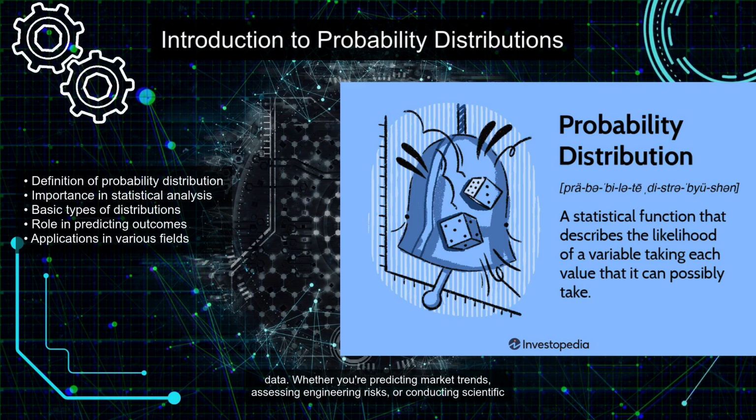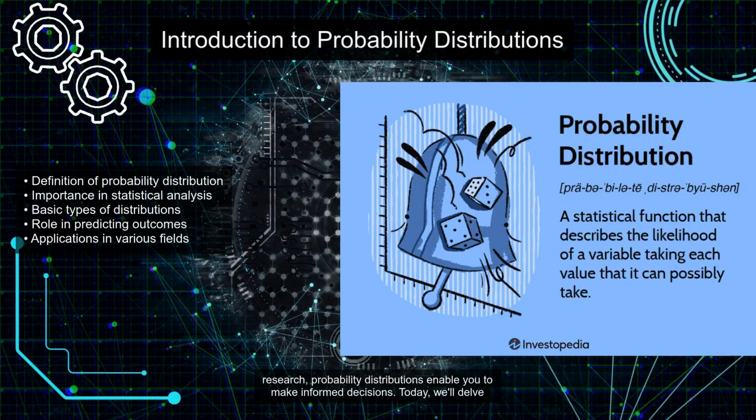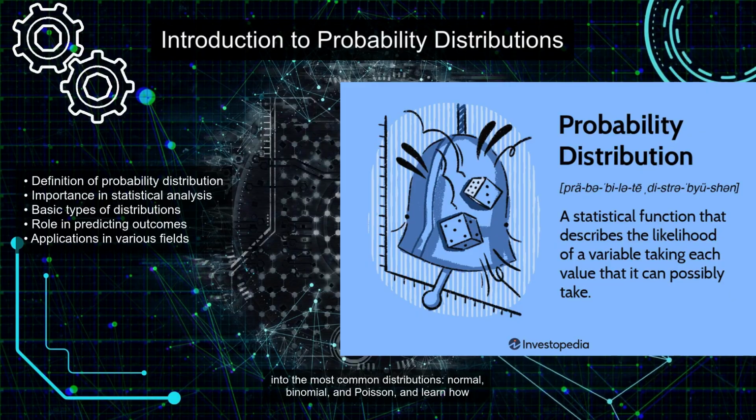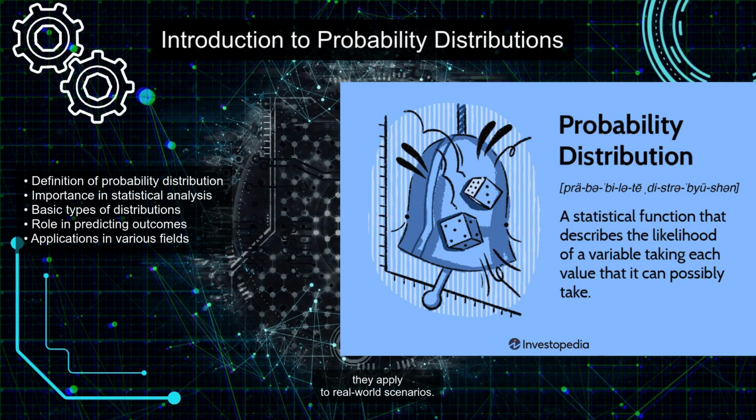Whether you're predicting market trends, assessing engineering risks, or conducting scientific research, probability distributions enable you to make informed decisions. Today, we'll delve into the most common distributions, normal, binomial, and Poisson, and learn how they apply to real-world scenarios.